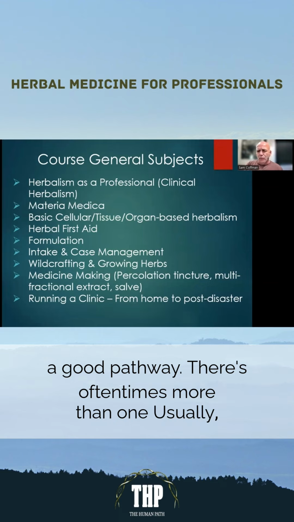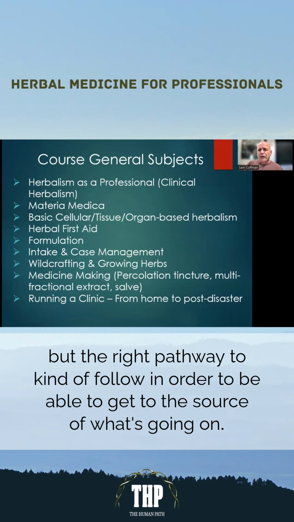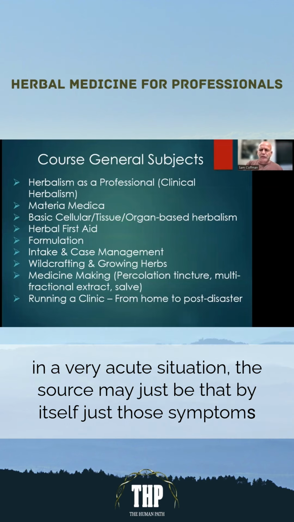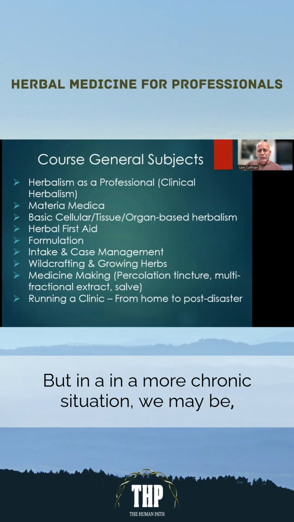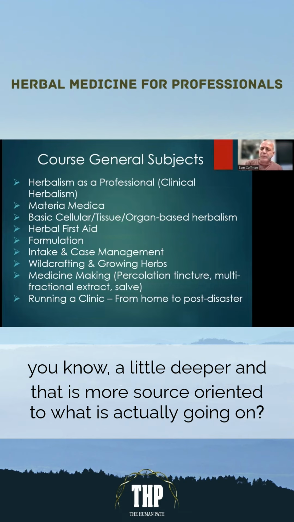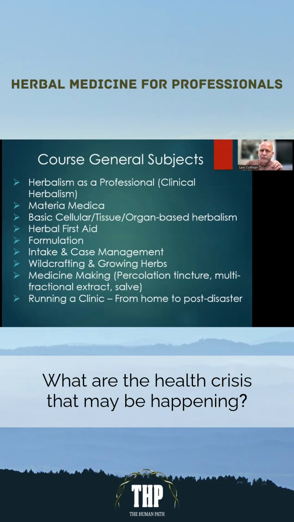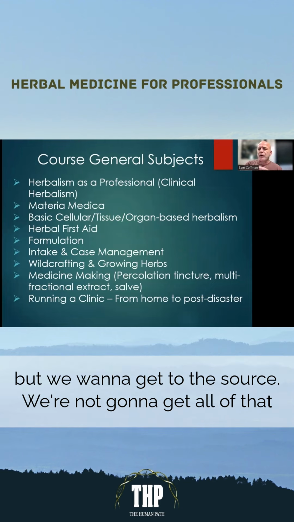There's oftentimes more than one. Usually there's more than one way to, and certainly many herbs to work with, but the right pathway to kind of follow in order to be able to get to the source of what's going on. In a very acute situation, the source may just be that by itself, just those symptoms or just those signs. But in a more chronic situation, we may be threading our way down to something that's a little deeper, and that is more source oriented to what is actually going on. What are the health crises that may be happening, and maybe there may be just a short flare up of a chronic situation that you're dealing with, but we want to get to the source.